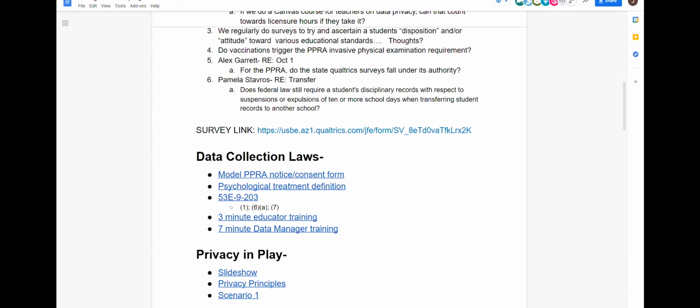Thank you. Pamela asks, lastly, does federal law still require a student's disciplinary records with respect to suspensions or expulsions of 10 or more days to be included when transferring student records to another school?